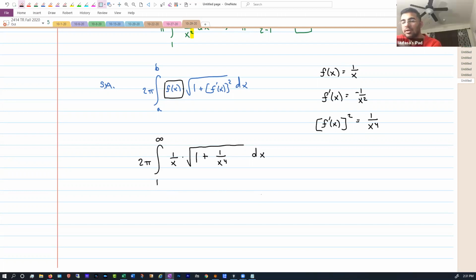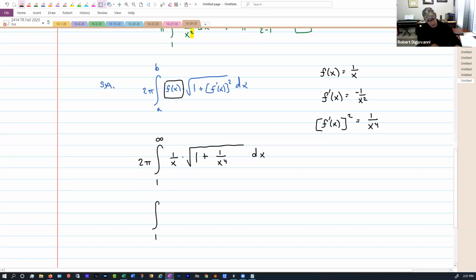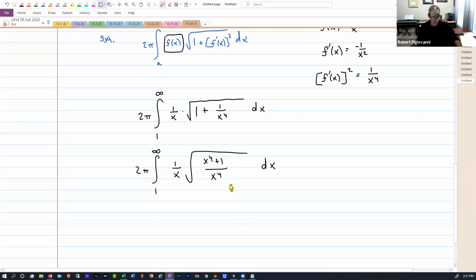What about the computer? Can you not make the 1 over x to the 4th into x to the 4th over x to the 4th? Yeah, we can do that. I'll do that just for the algebra. We can make this 1 over x times the square root of x to the 4th plus 1 over x to the 4th, dx. Agreed? And we could even at that point take the square root of the top and bottom, but at that point you'd get stuck. You'll get the same thing.